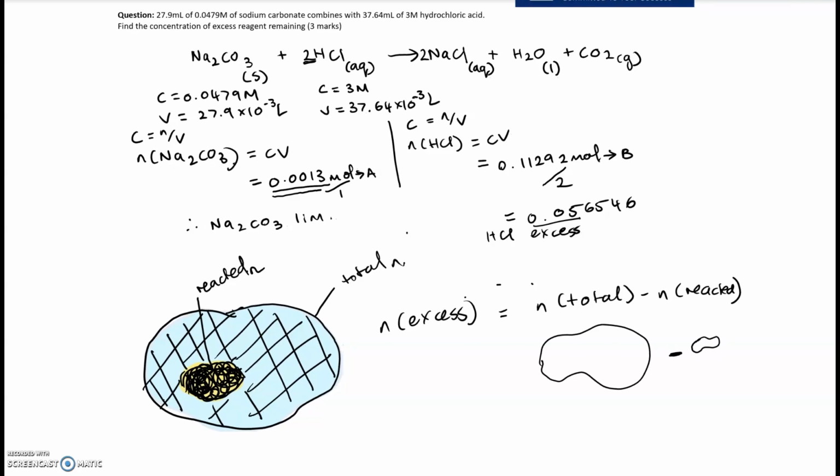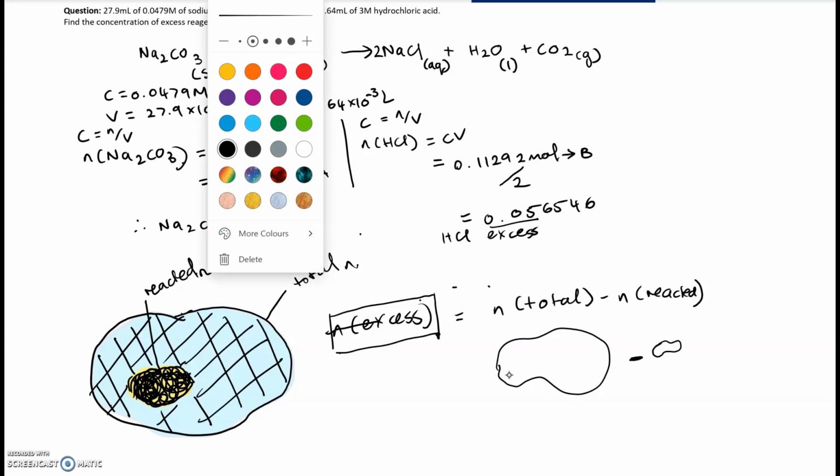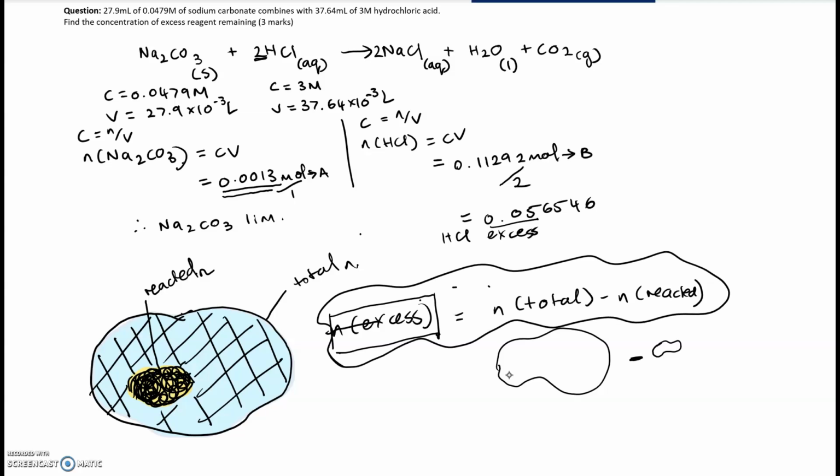Now in this question, they've asked you to find the concentration of excess reagent remaining. And for that, we need a two-prong attack. We need to find the number of moles of the excess reagent, and then we can divide that by the volume of the entire solution to get concentration. Now this equation here, I'm just going to label it, this equation right here, is the most important equation for this question. If you cannot derive this logically, you will not get the answer.